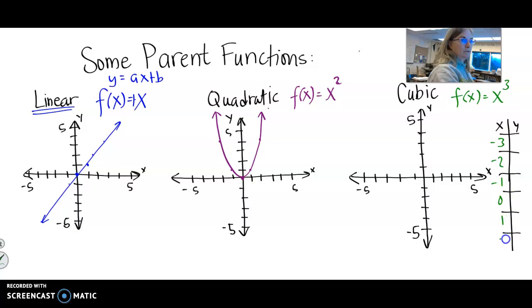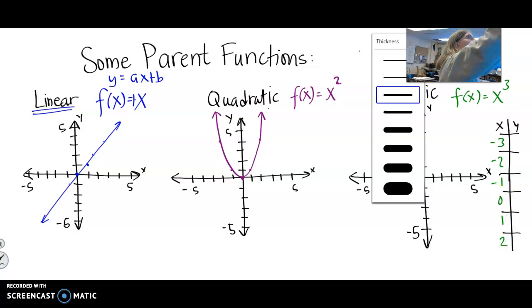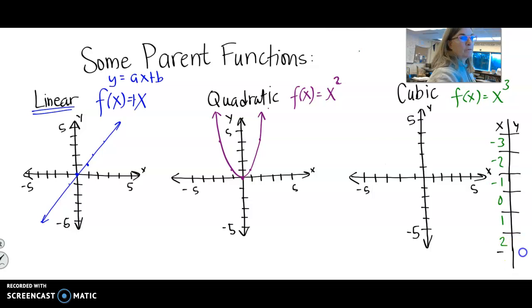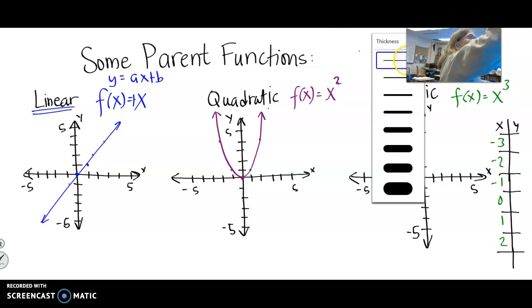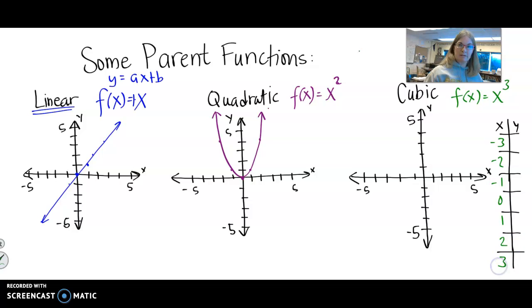Let me add one more row here. We'll go from -3 to 3. So if I cube -3, I get -3 times -3, which is +9, times another -3, which makes it -27. That's way off my graph, so I'm not really going to be able to graph it, but at -3, it's going to be way down at -27, so pretty far down on the y-axis.